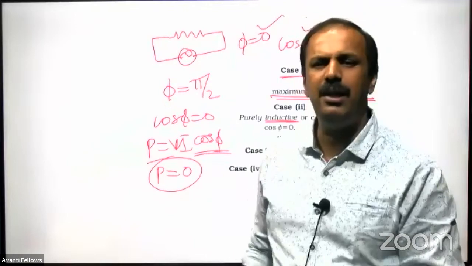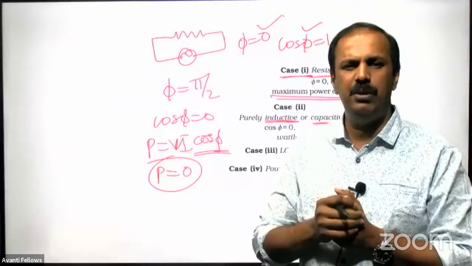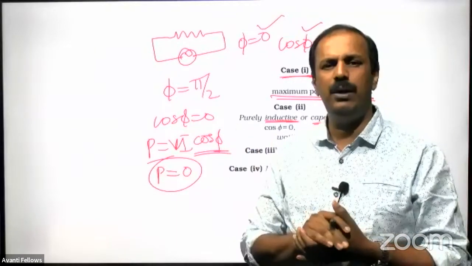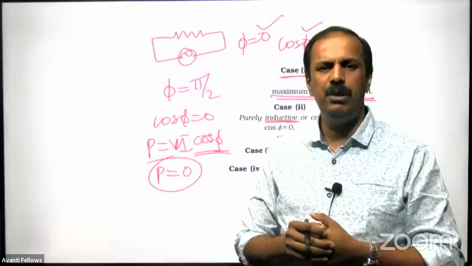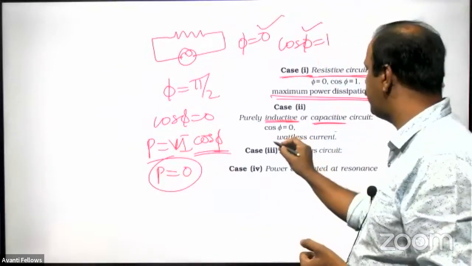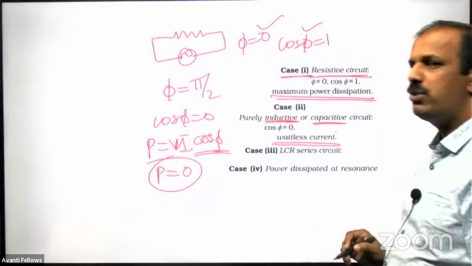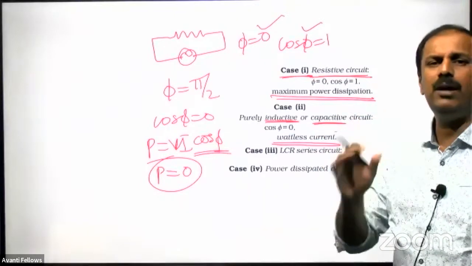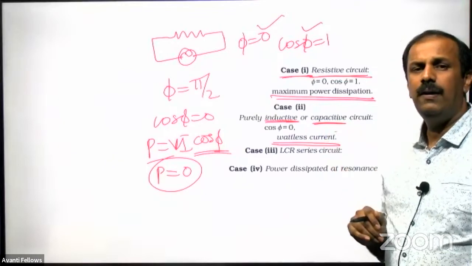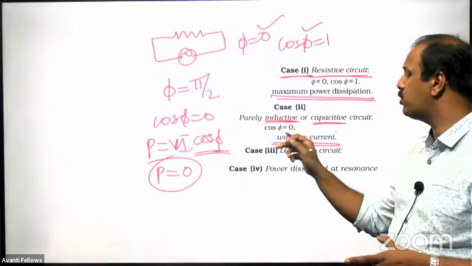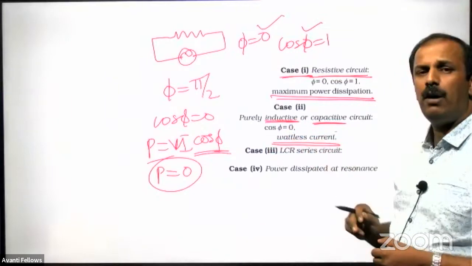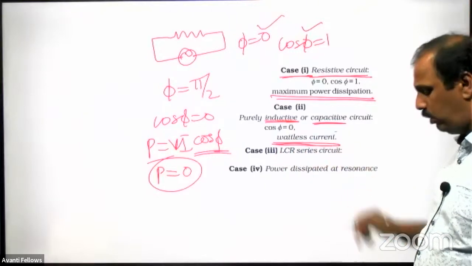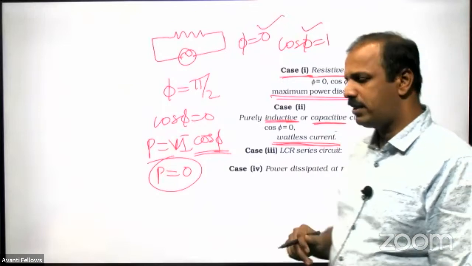If current is passing through a resistor, some power dissipation will be there. And in the case of a pure capacitor or a pure inductor, when current is passing through it, no power dissipation will be there. Such a current is called wattless current. So you can note that point. So what is wattless current? When current is passing through a pure capacitive or pure inductive circuit, there will not be any power loss or power consumption. The cos phi power factor is equal to 0. Such a current is called wattless current. Wattless current means no power dissipation.